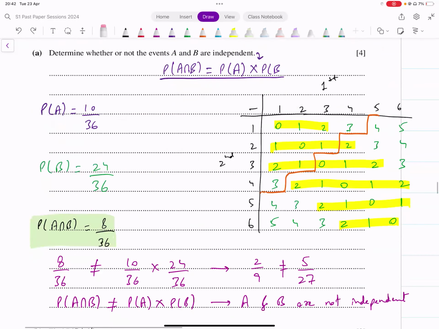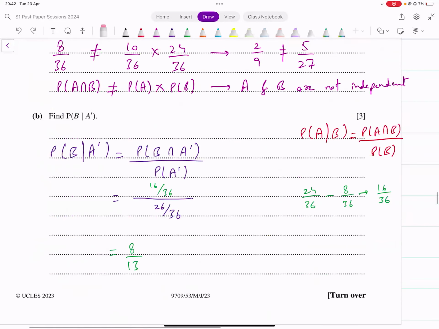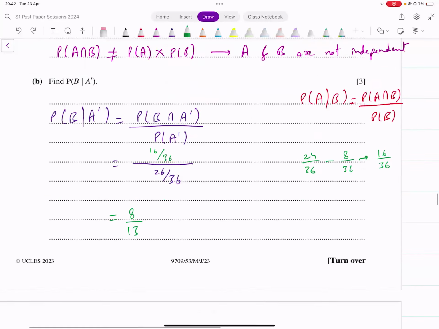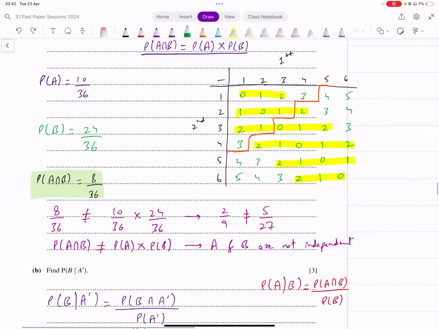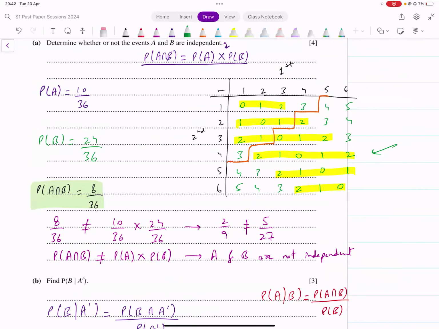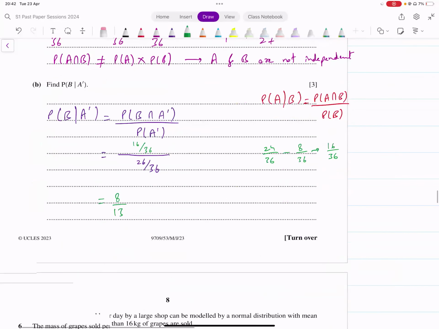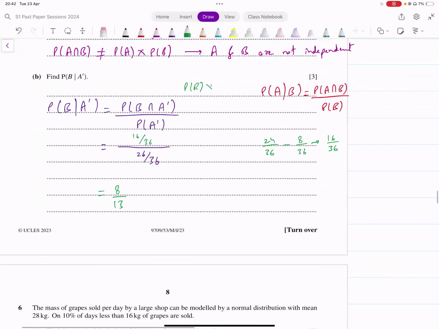We can't figure this out by multiplication. We have to figure it out from the cases that we've just done. We have to count. There's no other way. Multiplication will not work. You can't multiply probability of B and probability of A dash. That only works for independent events. These are not independent. We already proved that in the first part.